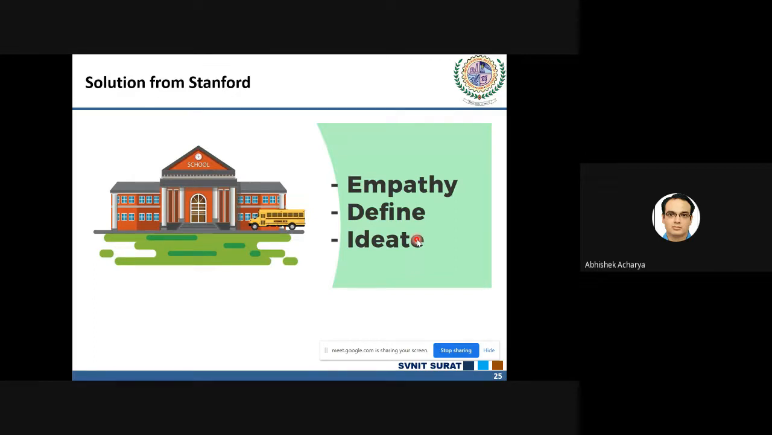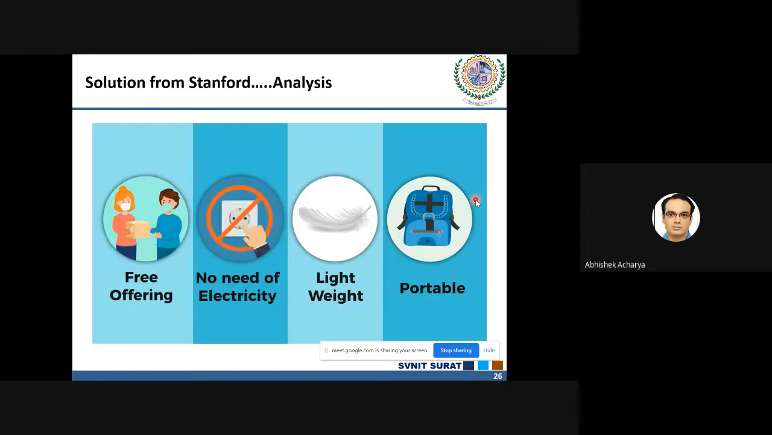So these are similar to the process which we have discussed earlier. I mean, first you acknowledge the suffering, then you analyze that, and after analyzing that you will solve the problem, and after solving the problem you will come up with some prototyping. So based on the design thinking process, Stanford University solved this problem.